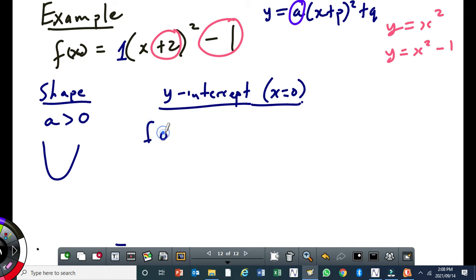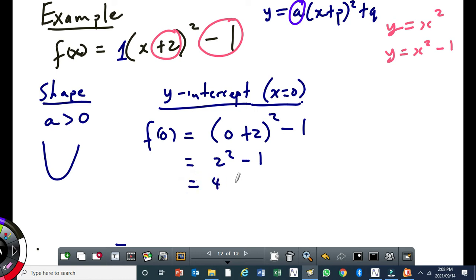So f(0) is going to be equal to (0 plus 2) squared minus 1. This will give us 2 squared minus 1, and that will give you 4 minus 1, which is 3. So the y-intercept is going to be equal to positive 3, which means the graph will pass the y-axis where y is equal to 3.